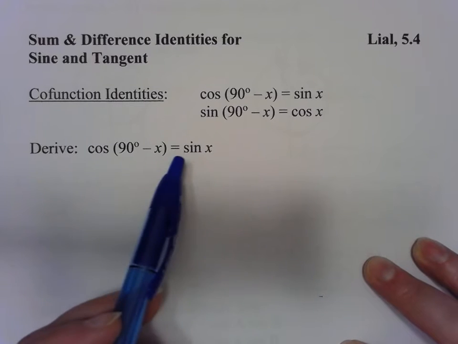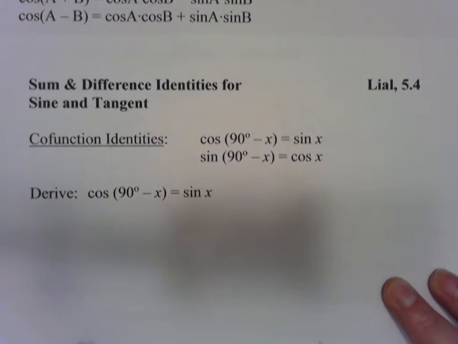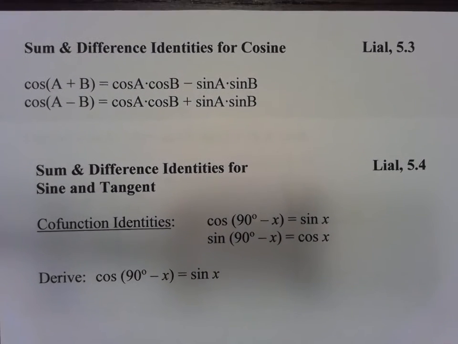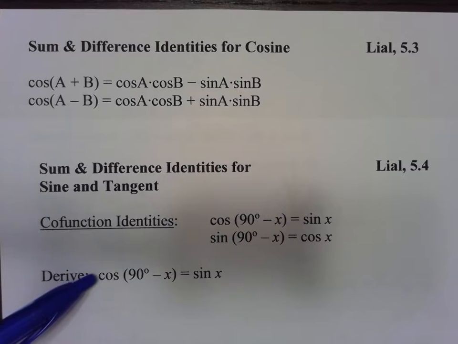I want to prove the first one for you or derive it by using the identities that we looked at in the last chapter. So I'm going to bring those back up onto the screen. In the last section, we looked at the sum and difference identities for cosine. So we can use the second one here, the difference identity, to help us verify that these are true.